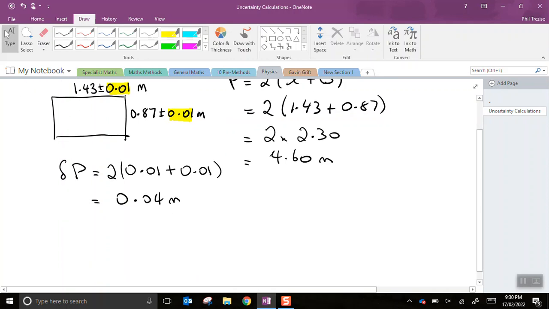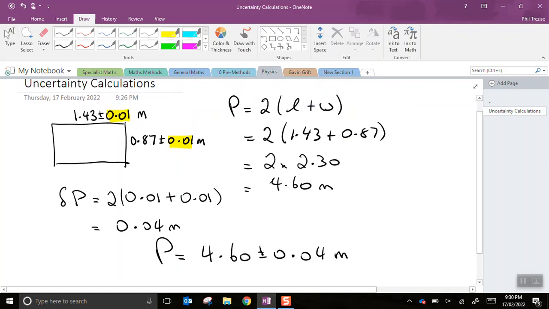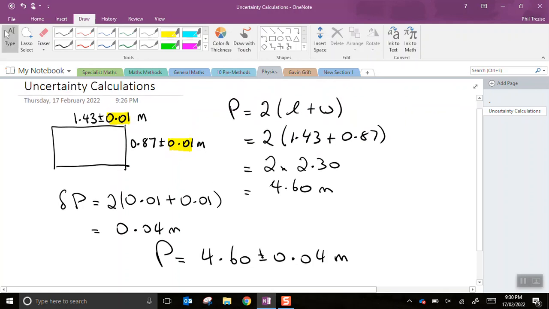Now what's the best way to report the answer then? Well, the answer is 4.60 plus or minus 0.04 metres. So the main idea of this one is that when adding or subtracting measurements, you add the absolute uncertainties. So that's that one.